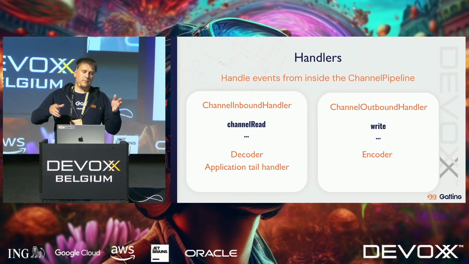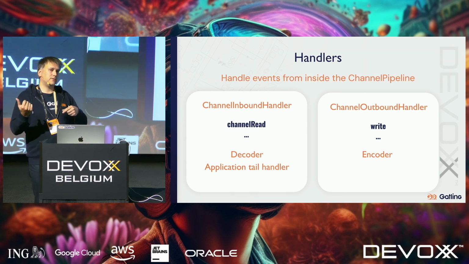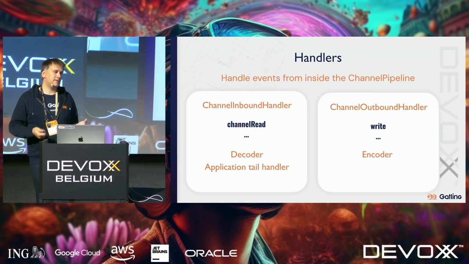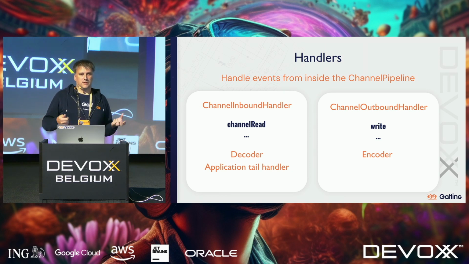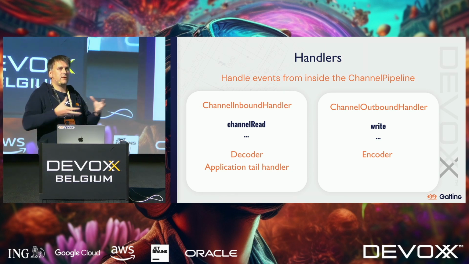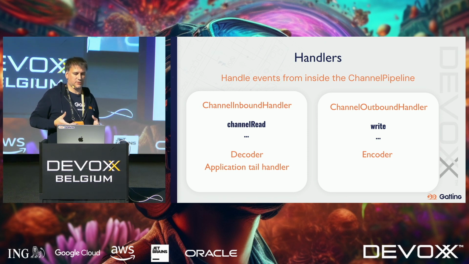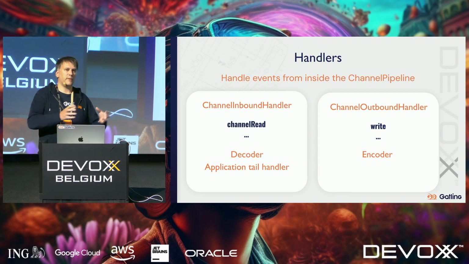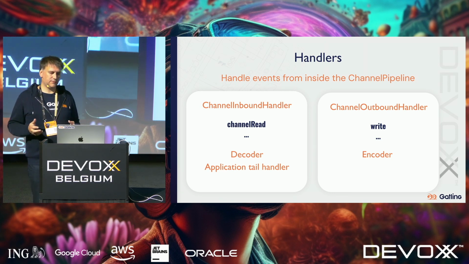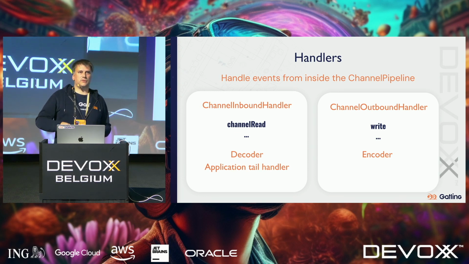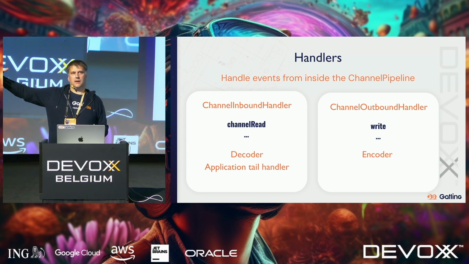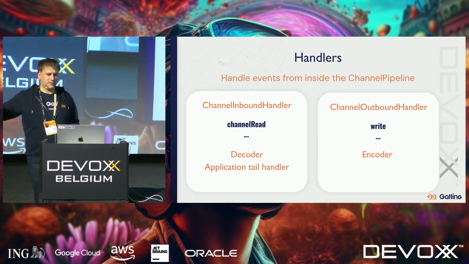Channel inbound handlers are the handlers that handle inbound events. The main method they need to implement is channelRead, so basically they consume inbound messages. These would typically be used to implement decoders, where you receive some bytes and want to convert them into a different object. They are also used to implement your application handler, which you would put at the tail of your channel pipeline. It is the last element, where you would implement your business logic.